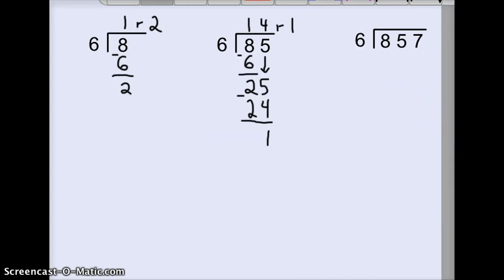6 into 8 goes in one time. 1 times 6 is 6. Subtract to find my difference, and I have a 2, just like I did in the last problem. And once again, I bring down my 5.